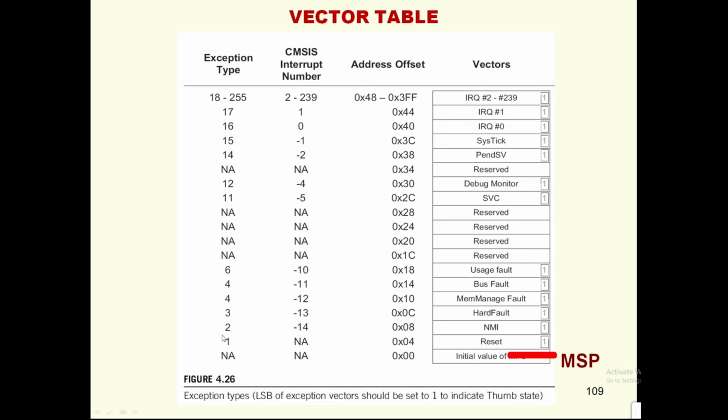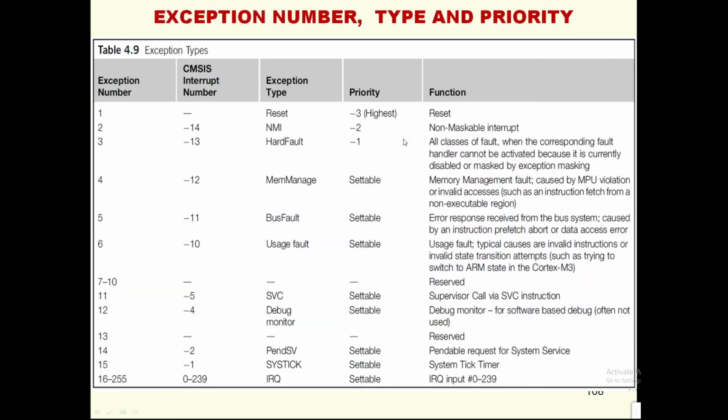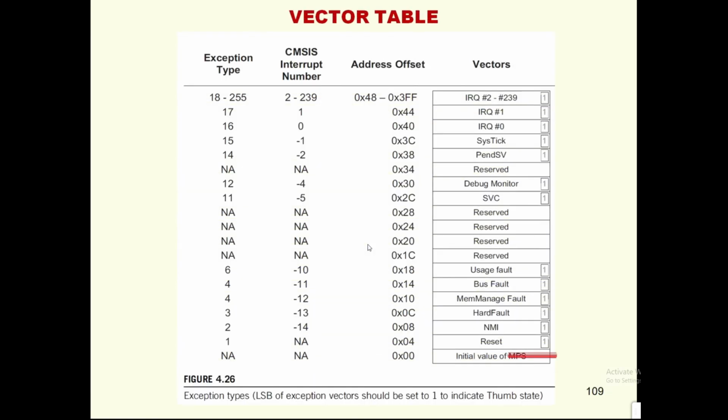So here it is exception type 1, 2, 3, 4, 5, 6 up to 255 and the corresponding offset. In the previous table 4.9 we have seen the exception priorities, and here we are able to see the vector address offset as we see here. Okay, and finally the fault handling.